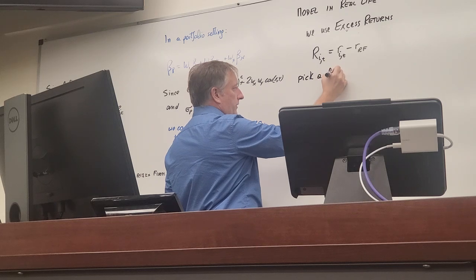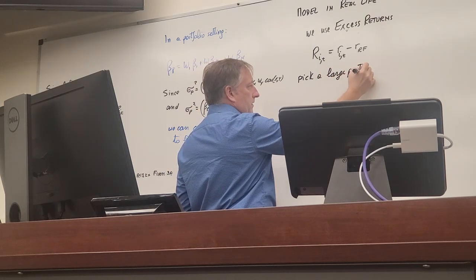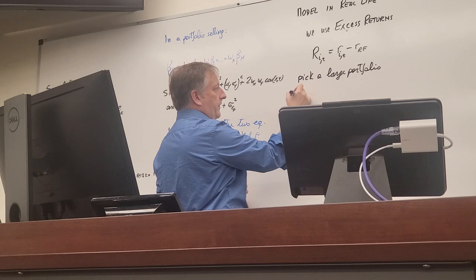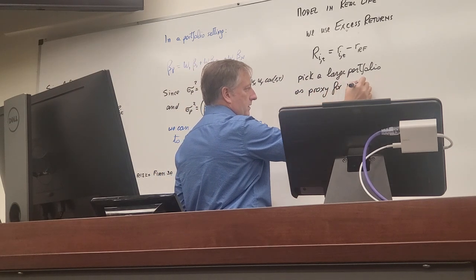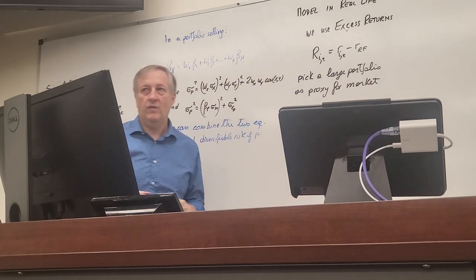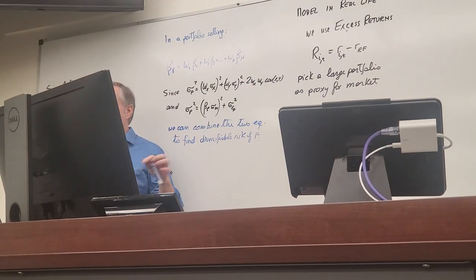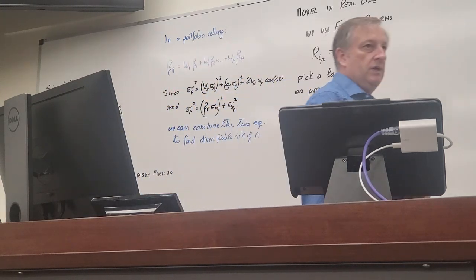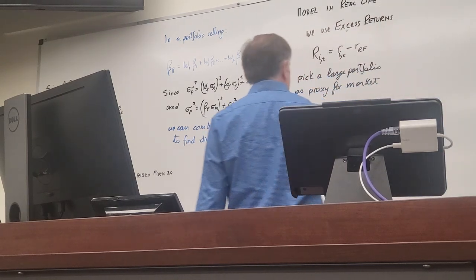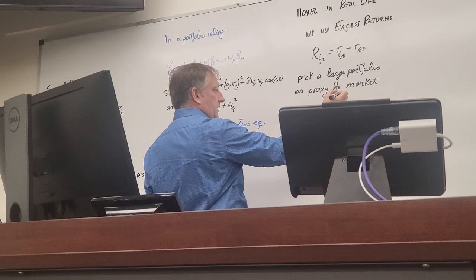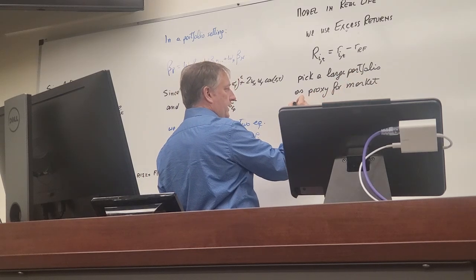And then you pick a large portfolio as a proxy for the market. So what can you think of as a large portfolio that you can find easily, that could act as a proxy for the market? S&P. Just pick an index, right? And that gives you the same type of behavior of a large portfolio. So the most likely one that you can find is the S&P 500.